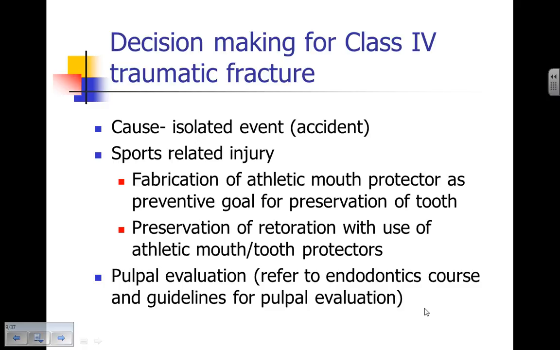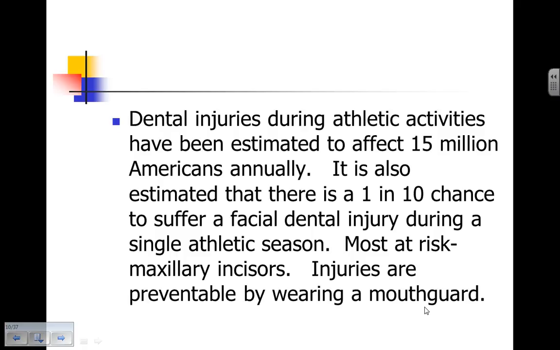And then I refer you to your endodontics course for the guidelines for pulpal evaluation when you see these traumatic fractures. You know, I spoke about athletic injuries being responsible for Class 4 fractures. In fact, dental injuries during athletic activities have been estimated to affect 15 million Americans annually. It's been estimated there's a 1 in 10 chance to suffer a facial dental injury during a single athletic season.